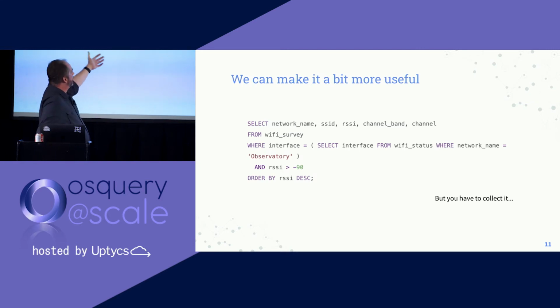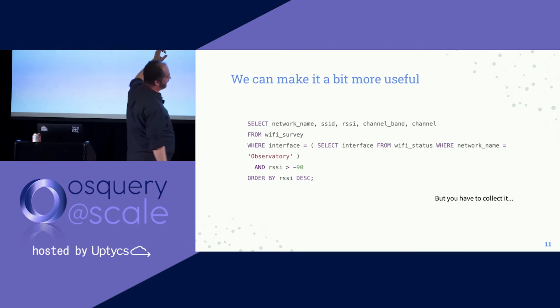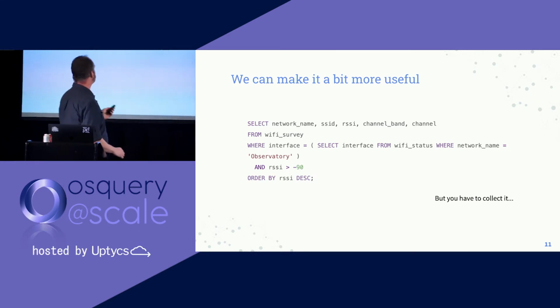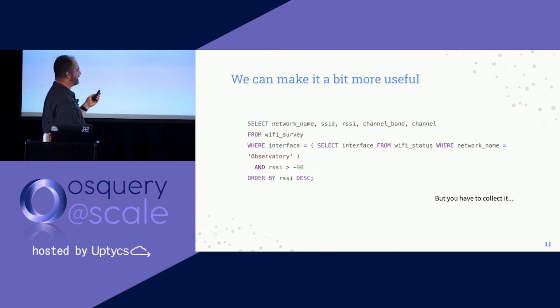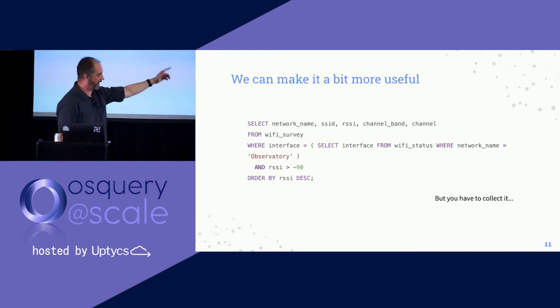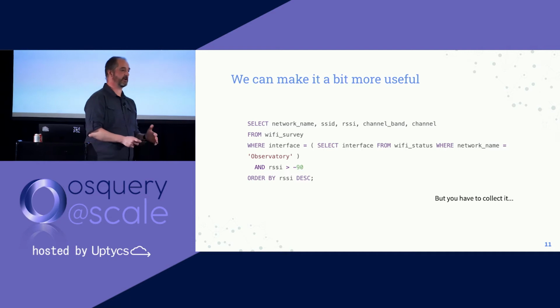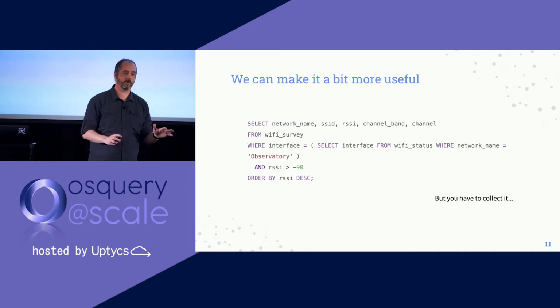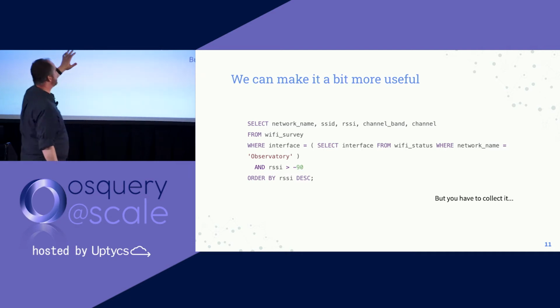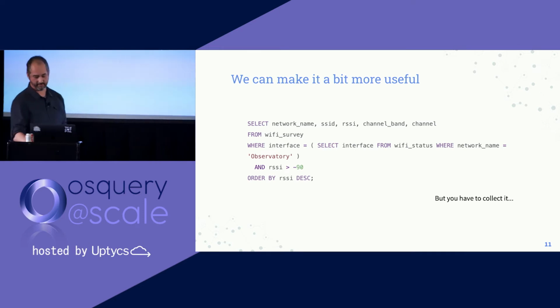Here is that query. So basically using a subquery, all right, subquery. This basically tells me only do a query from machines that are on my Wi-Fi network, and then only give me Wi-Fi networks that I can legitimately connect to, and that gives me a list of all of the Wi-Fis in my areas. But you have to collect it to make it useful. This is where if you have Osquery at scale running on all your Macs everywhere in your environment, you can use this to do your Wi-Fi scanning.